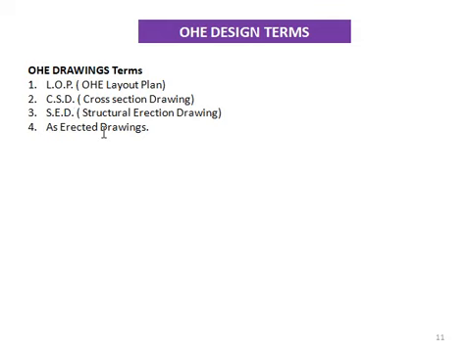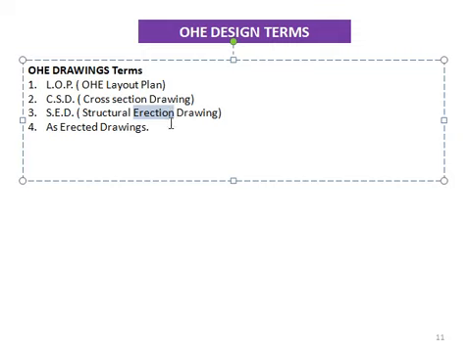Actually, these both are the same, but the only difference is that the structure erection drawing is made after completion of the project, and you can say it is the as-built drawing of a particular mast or structure. So it is known as structure erection drawing. The term erection is used only because this drawing is made after erection, and this is also called erected drawings.